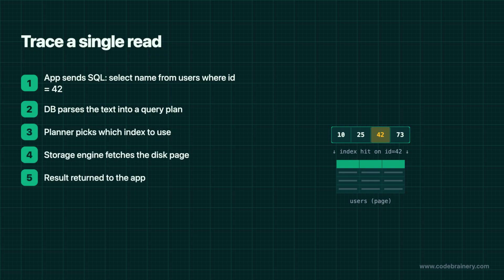Your app sends a SQL query, something like, select name from users where id equals 42. The database parses that text into a structured plan. The query planner picks which index to use. The storage engine fetches the relevant disk page, then sends the result back. 5 steps, all in milliseconds. And every other database operation, writes, joins, aggregations, follows the same shape.